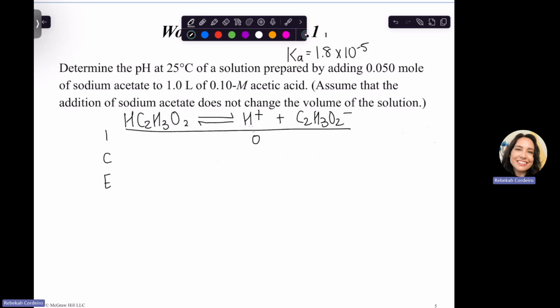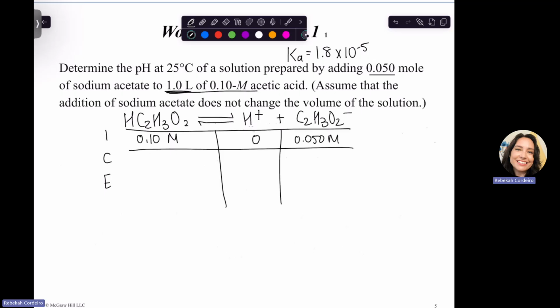Now we have a 0 amount of hydronium. We have 0.10 molar acetic acid. And then it says that we have 0.050 moles in 1 liter. So that would be 0.050 molarity as well.